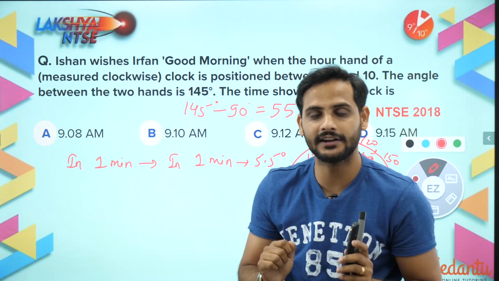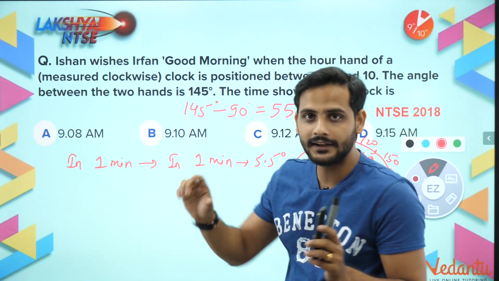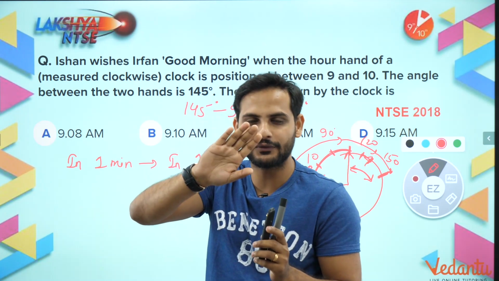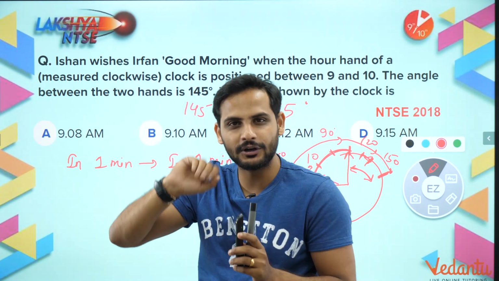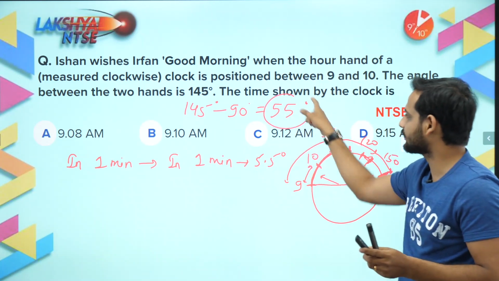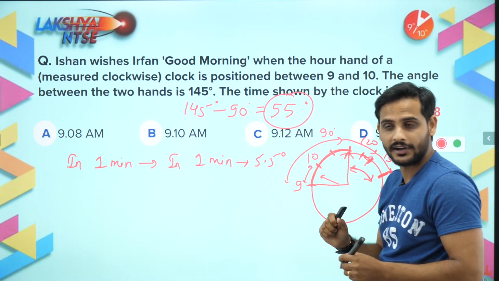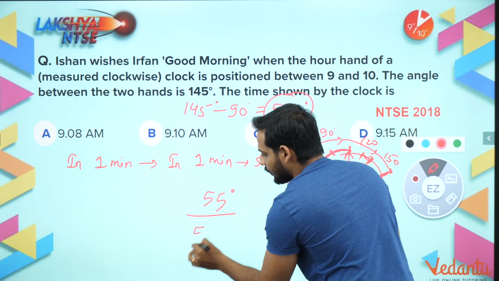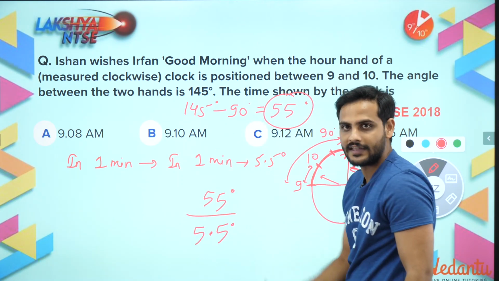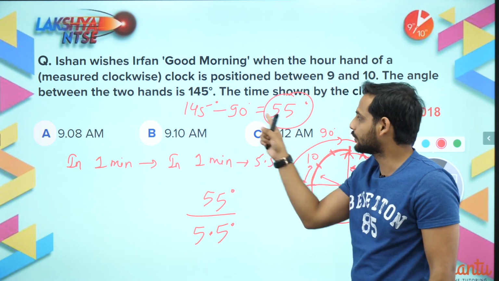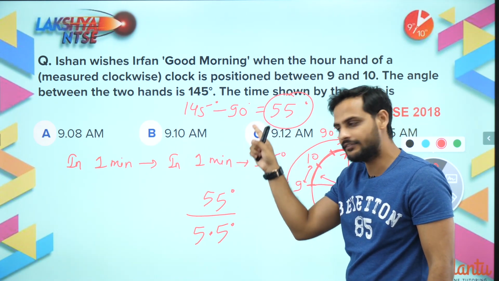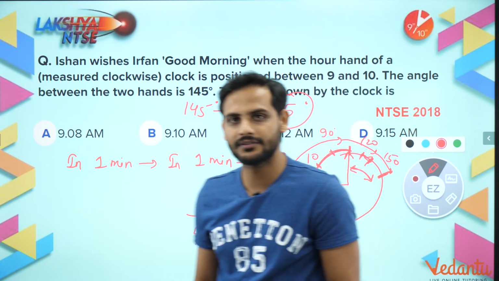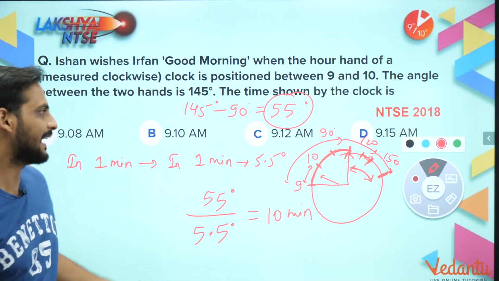At 9 o'clock it is 90 degree, so after that for every 1 minute the angle will increase by 5.5 degree, 5.5, 5.5. So how many minutes do you have to create extra? 55 degrees you have to create extra. Every minute the angle is changing 5.5 degree and the total angle to be changed is 55 degree. So divide both, what do you get? 10 minutes. That means the time is 9:10.